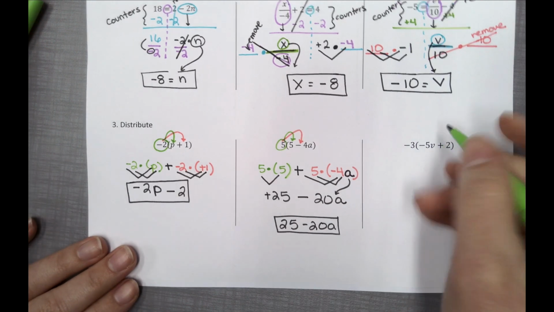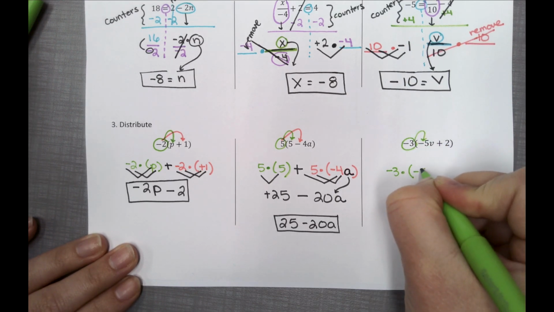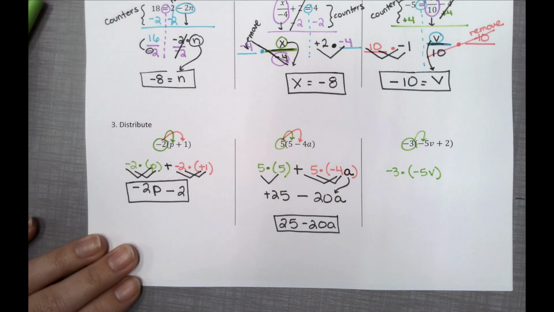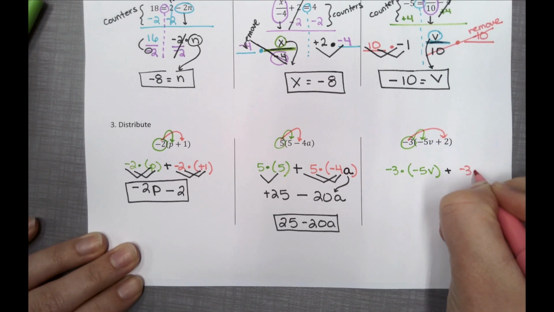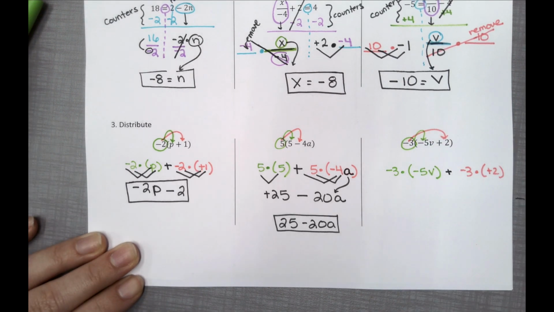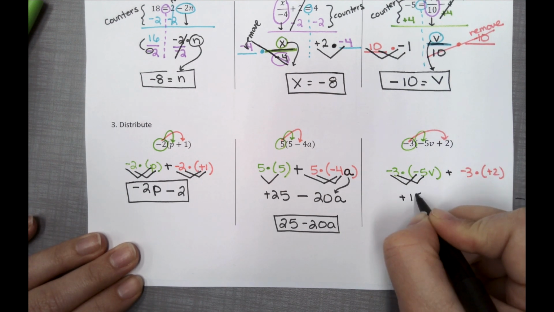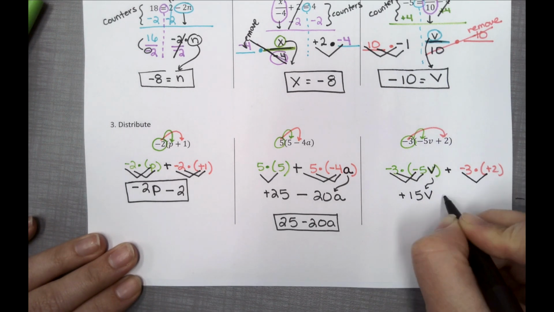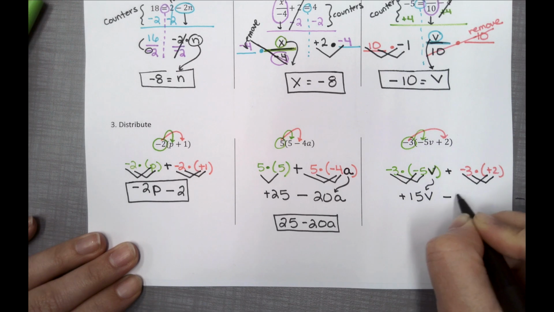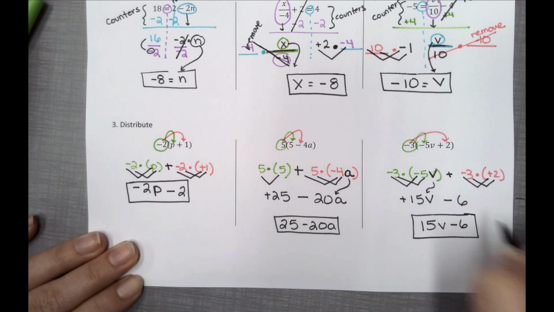Let's try this one more time for distributive property. Take that -3, put it on that -5. -3 times open, -5V, close it. And our next one here, we have -3, +2. So -3 times open, +2, close it. Again, same or different? Same. So this is a positive. 3 times 5 is 15. Do I see a letter? Yes. So we're going to bring that V down. Negative times a positive is a negative. 3 times 2 is 6. So we get 15V minus 6 here for our distributive property.